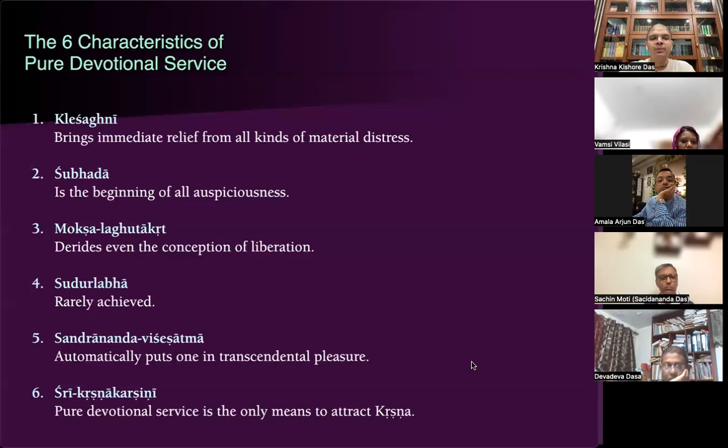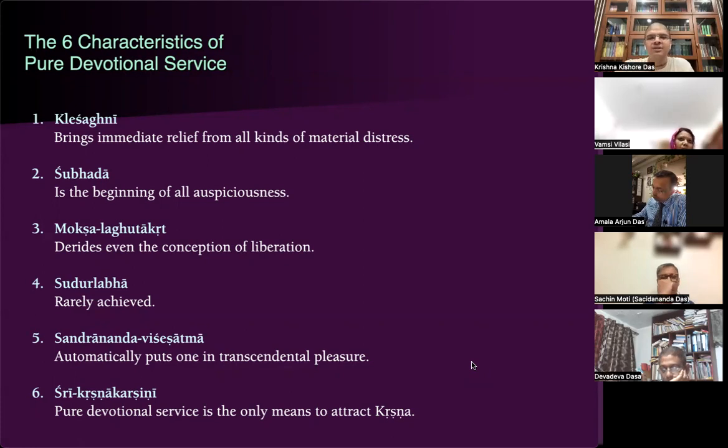Then fourth is sudurlabha. Durlabh, you've heard this word, durlabh manavadeha. Durlabh means rare. Sudurlabha means very, very rare. In Sanskrit, su means very. Like Krishna says in Bhagavad Gita, susukham kartum avyayam. Susukham means very, very blissful. We have charu, which means beautiful. Sucharu means very, very beautiful. In the same way, sudurlabha means very, very rare.